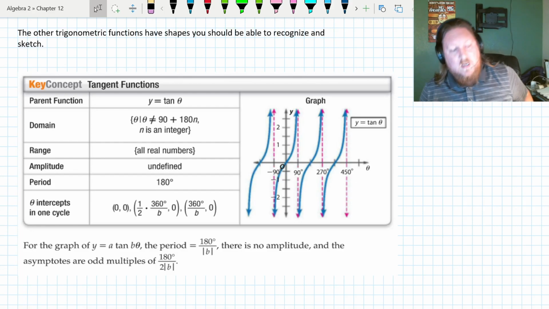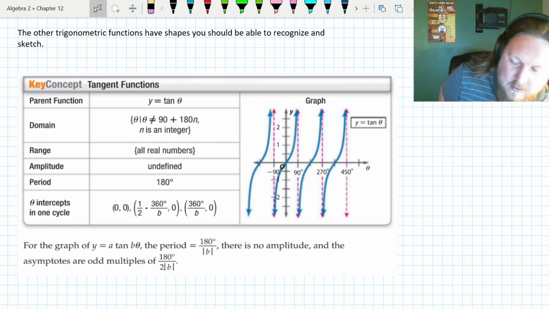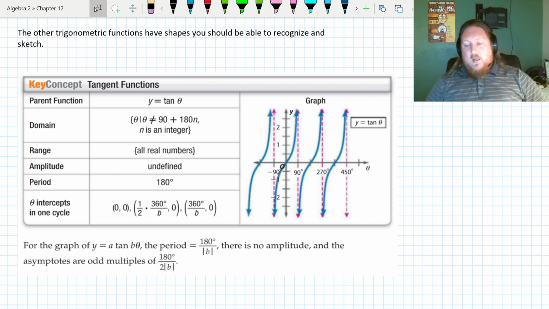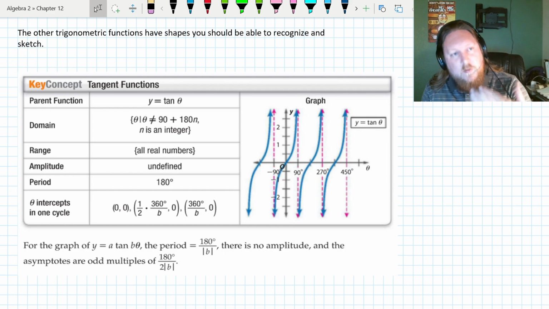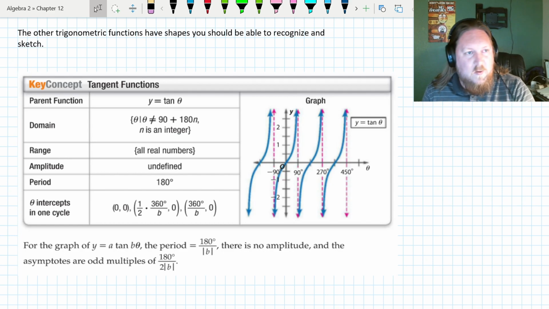So far, we've only talked about sine and cosine in terms of what the graphs look like. But we do have six trig functions. The next one we're going to talk about is tangent, and then we'll eventually talk about the other three. But if you know sine, cosine, and tangent really well, then you can figure the other three out.